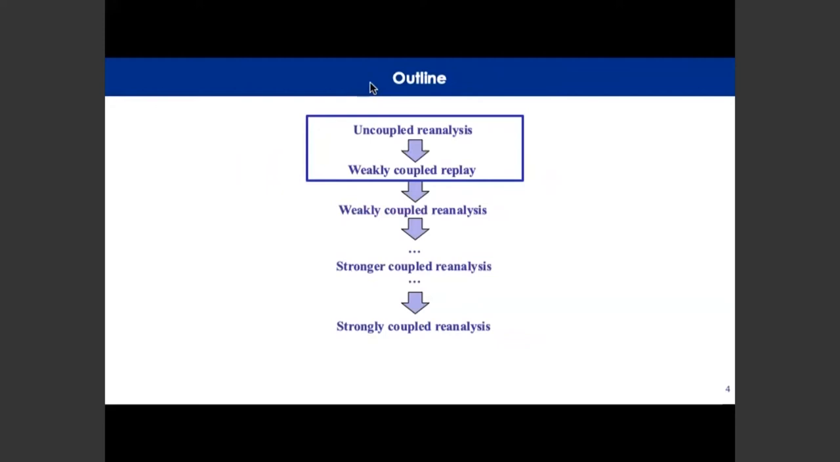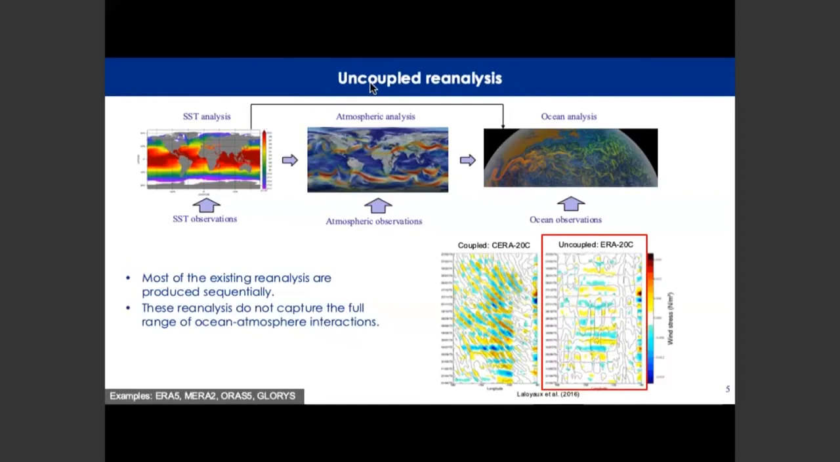So let's focus on the two more uncoupled ones first. The uncoupled reanalysis is what most of us are using right now in practice. It starts with SST observations, which we reconstruct into an SST analysis, a standalone SST analysis, which is then used to force the atmospheric analysis, which assimilates atmospheric observations, which then in turn feeds the ocean analysis, which assimilates ocean observations. And this whole process is very loosely coupled. You first produce decades of SST analysis, and you feed it into decades of atmospheric analysis, and then to decades of ocean analysis.